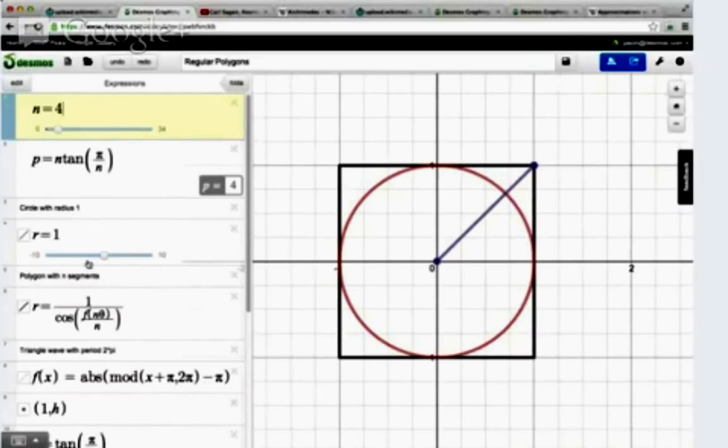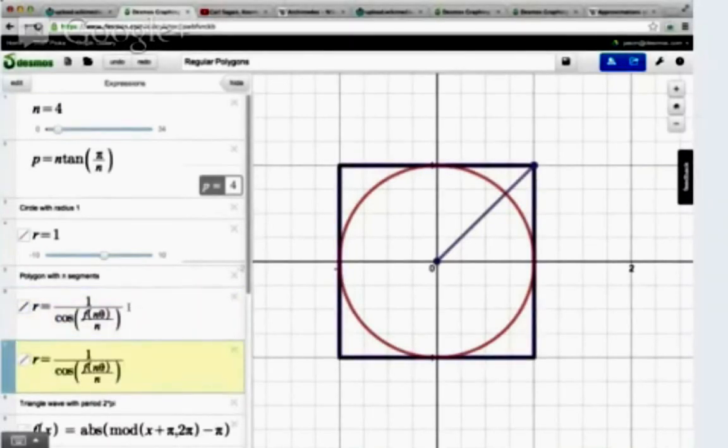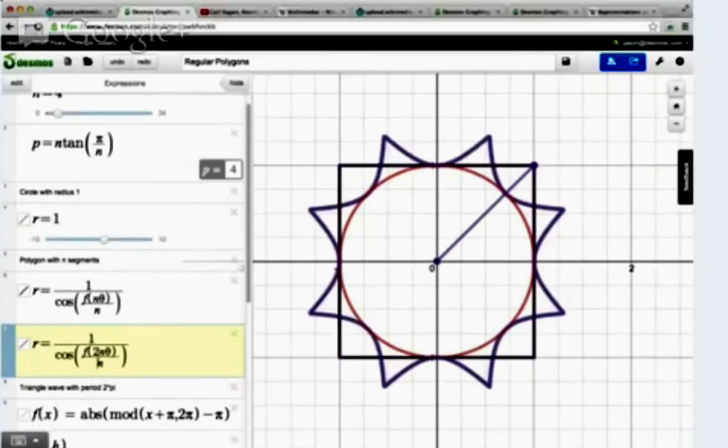So what Archimedes realized was that he could calculate the side length of a polygon with 2n sides if he knew the side length of a polygon with n sides. So to make this concrete, let's go ahead and draw a new equation for a polygon with 2n sides. So we'll just go ahead and replace 2n there.